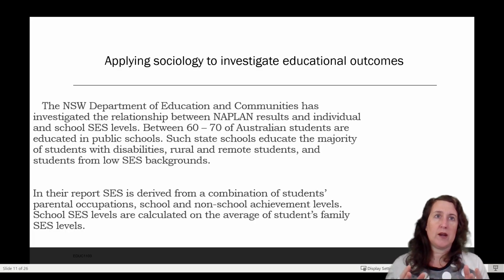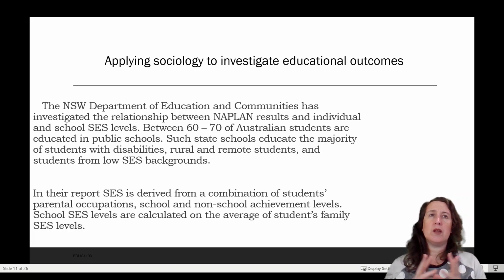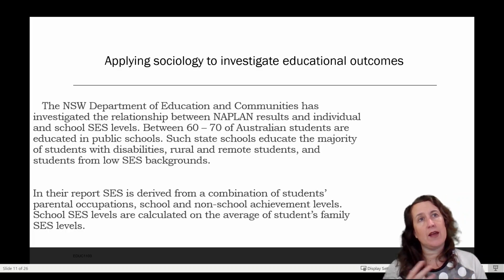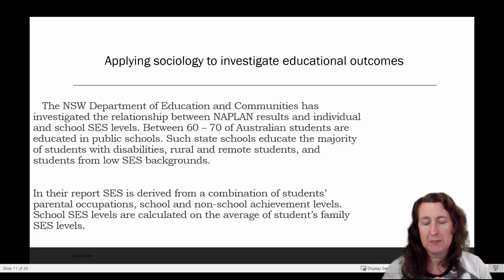Now, New South Wales is the largest education system in Australia, and between 60 and 70% of Australian students are educated in public schools. State schools educate the majority of students with disabilities, the majority of students from rural and remote backgrounds, and the majority of students from low SES backgrounds. So it's worth looking at that relationship between socioeconomic status and educational achievement.